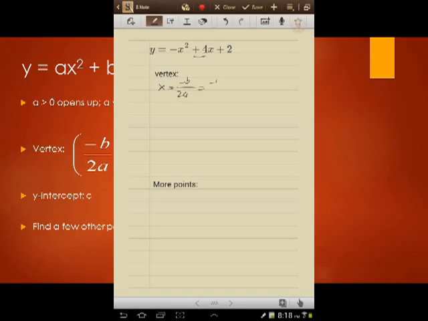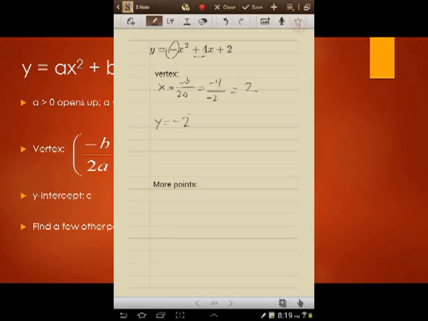This time, b is 4, so that'll be negative 4 up top. And a is negative 1. So 2 times negative 1 is negative 2. Negative 4 divided by negative 2 is 2. Okay, so the x-coordinate is 2. Now to find the y-coordinate, I plug that in.